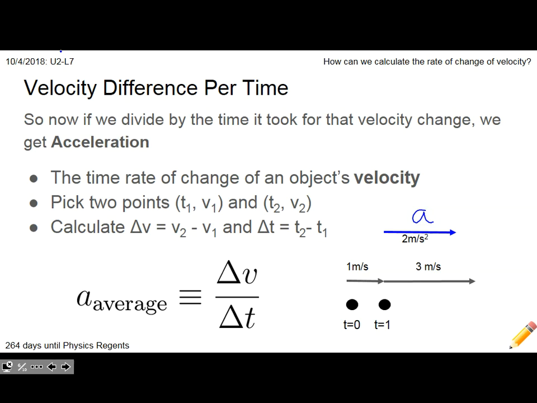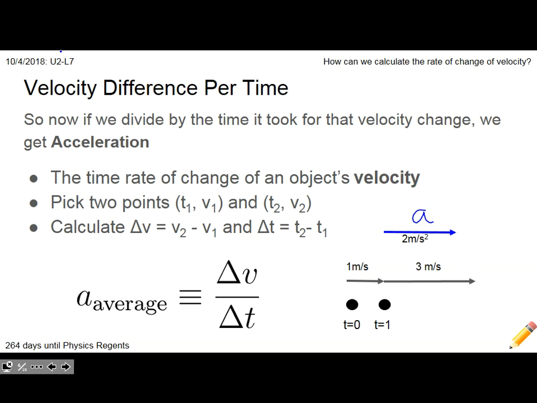Similarly to average velocity, average acceleration doesn't care about what you do in between, right? It only cares about the beginning and the end of what you pick. So I could move and run and go back and forth and do all crazy stuff, right? But it would only care about the beginning and the end, just like average velocity only cared about the first and the second. Okay.